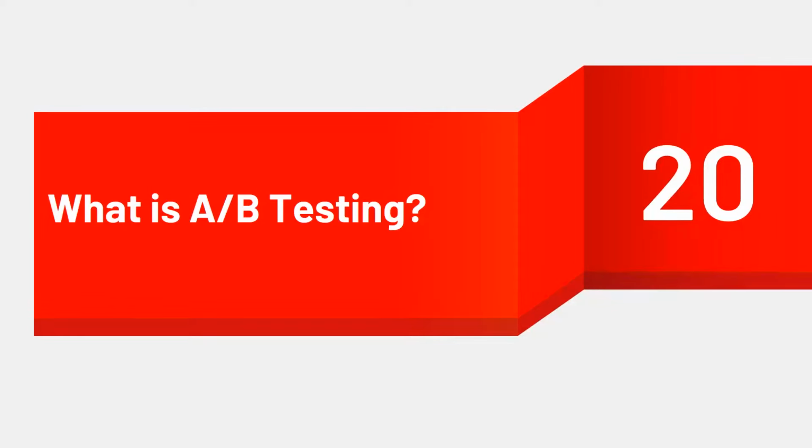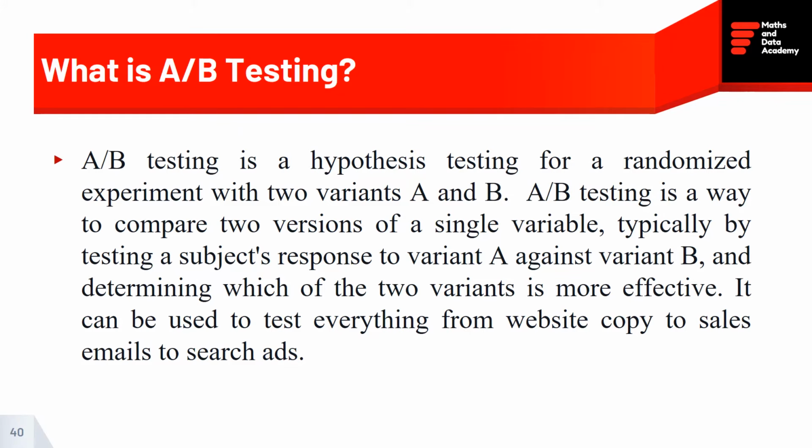What is A/B testing? A/B testing is a hypothesis testing for a randomized experiment with two variants A and B. A/B testing is a way to compare two versions of a single variable, typically by testing a subject's response to variant A against variant B, and determining which of the two variants is more effective. It can be used to test everything from website copy to sales emails to search ads.